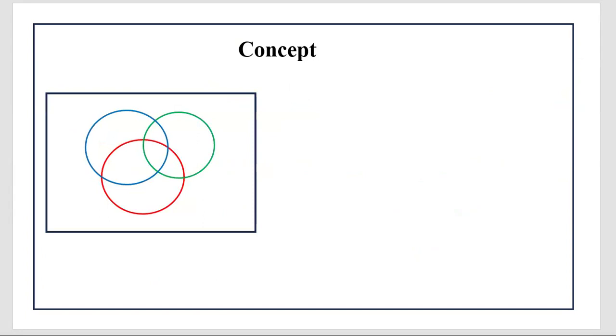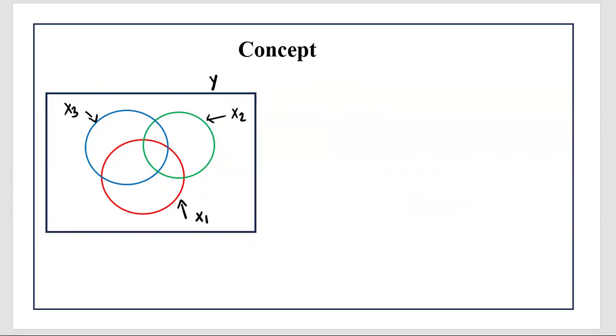So let's understand this concept with the help of this particular diagram. Suppose this rectangle represents the total variation of the variable y, right? Y is the dependent variable, which is the yield of crop. Now this red circle, suppose we assume, measures the effect of x1 on y. This green circle measures the effect of x2 on y, and this blue circle measures the effect of x3 on y, right? So here you have three circles.